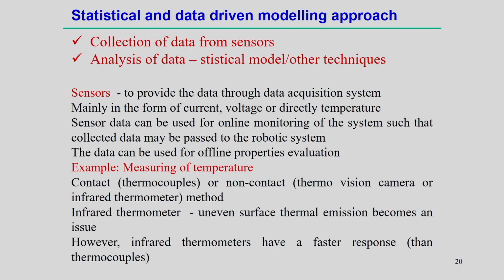So, in statistical and data-driven modeling approaches, maybe the most important part is how we can collect the data from the sensor. Maybe through experiments we can collect the data, and then we analyze the data such that we can link the input data to the output data, but it may not follow any kind of physical law. It is simply the handling of several data by means of some kind of statistical relationships between the input and output. That is the overview of a statistical and data-driven modeling approach.